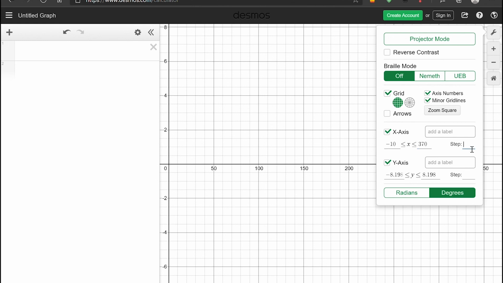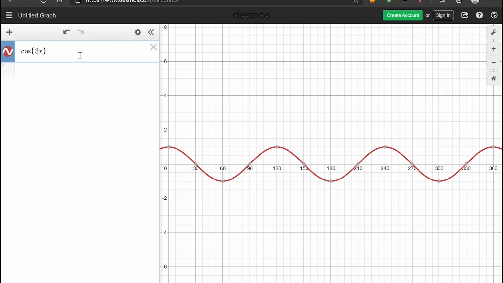On the function we've just done, y equals cosine of 3x, we saw that the step should have been 30 degrees. So we type in 30 degrees. Now that I type in the function cosine of 3x, I can see that the graph is exactly the same.